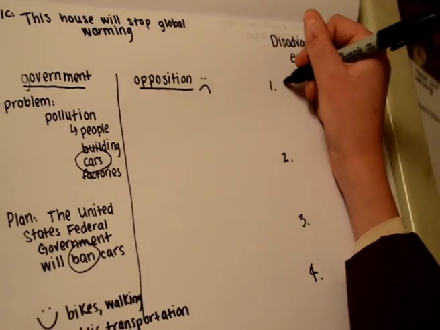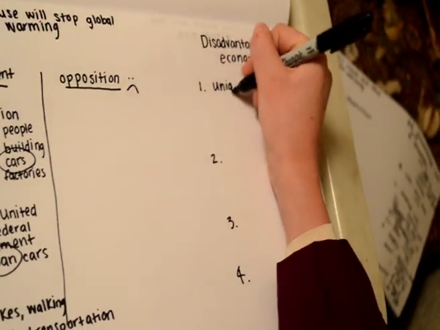Now, a disadvantage is made up of 4 parts. We have our uniqueness, our link, our internal link, and our implications. And we will get to each of these parts and explain them so we all understand exactly the story of a disadvantage. But where we start first is with our uniqueness. This is our first part.